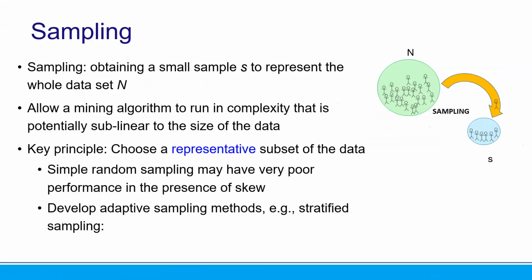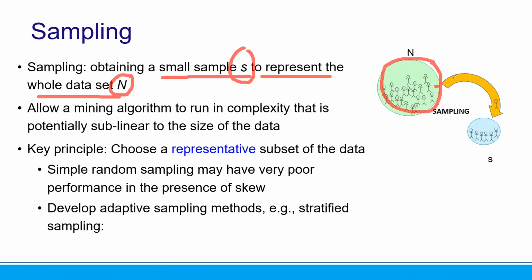Sampling. When we do sampling, it means we want to obtain a small sample S to represent the whole data set N. I have N, but I just want to do sampling, and we call it S.